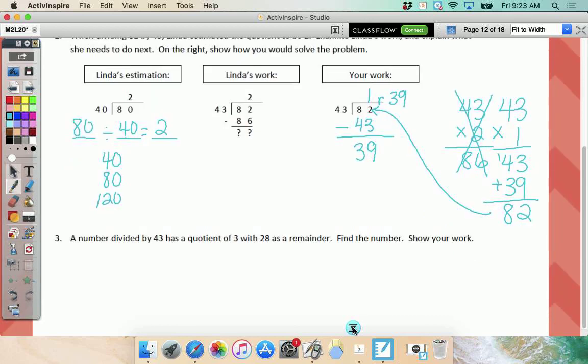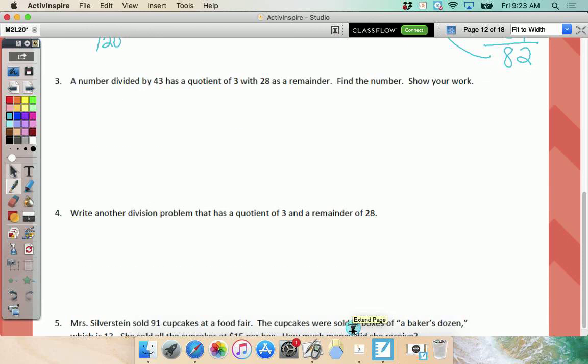Okay. So this seems hard to start with, but it's not. So it says a number, just put your pencils down. Look up here. A number divided by 43 has a quotient of 3 with 28 as a remainder. Find the number. Okay, so here's how I'm going to set it up. I don't know the number. I could put a question mark there, but I'm going to put an N. And it says it's divided by 43. It has a quotient of 3 with a remainder of 28. Okay, write that down. Cody, write that down.